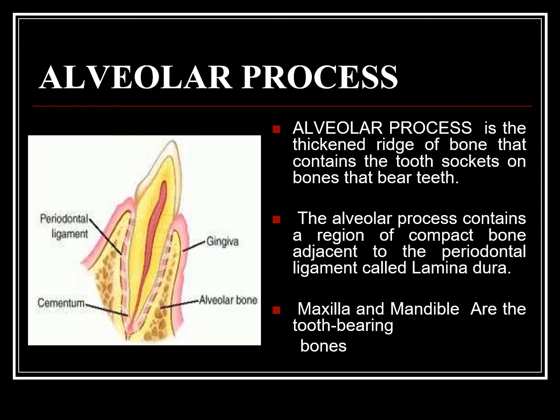This is the alveolar process. The alveolar process is a thickened ridge of bone that contains the tooth sockets and bears the teeth. The alveolar process contains a region of compact bone adjacent to the periodontal ligament, which is called lamina dura. The maxilla and the mandible are the tooth-bearing bones. So the upper jaw bone is called the maxilla, while the lower jaw bone is called the mandible, and both are tooth-bearing bones, and the bone within the maxilla and mandible is called the alveolar process, which bears the tooth.